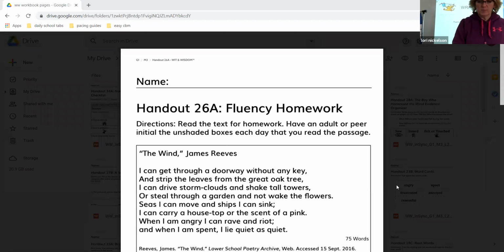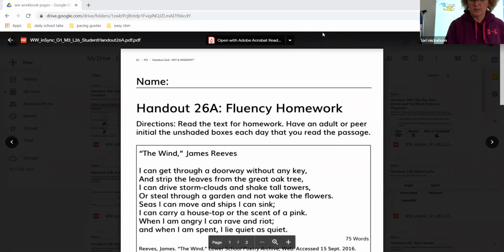We have The Wind by James Reeves. I can get through a doorway without any key and strip the leaves from the great oak tree. I can drive storm clouds and tall towers or steal through a garden and not wake the flowers. Seas I can move and ships I can sink. I can carry a housetop or the scent of a pink. When I'm angry, I can rave and riot, and when I am spent, I lie quiet as it.